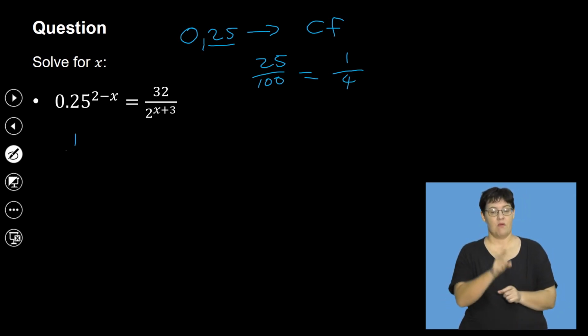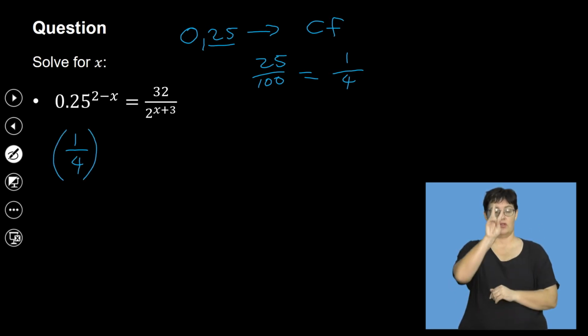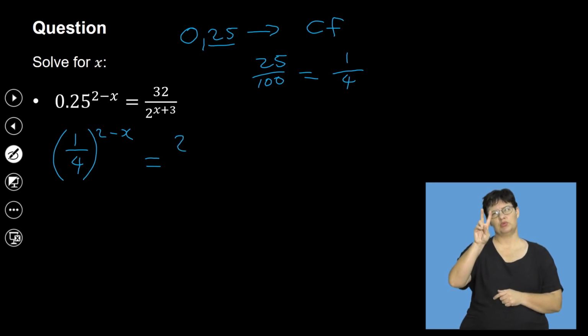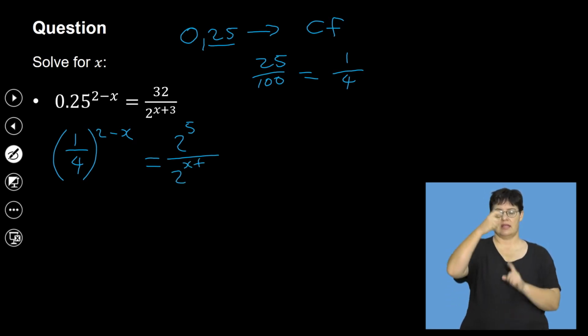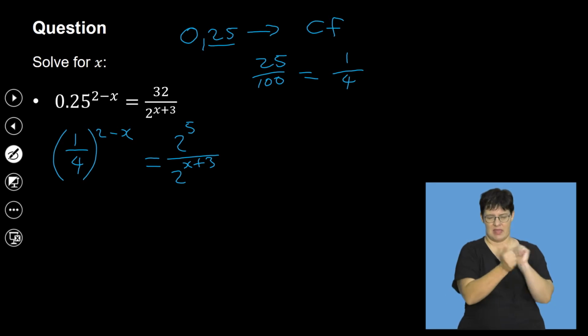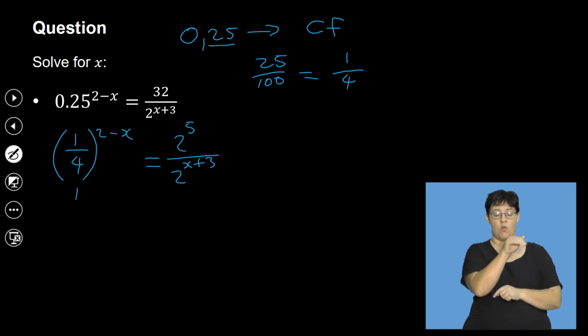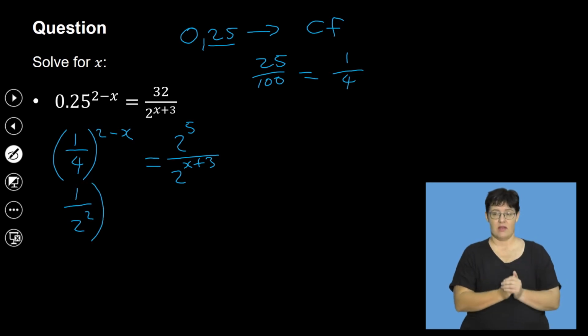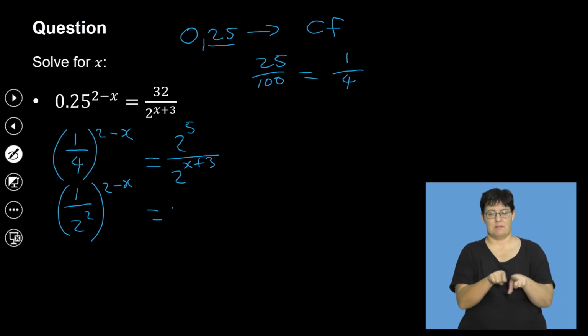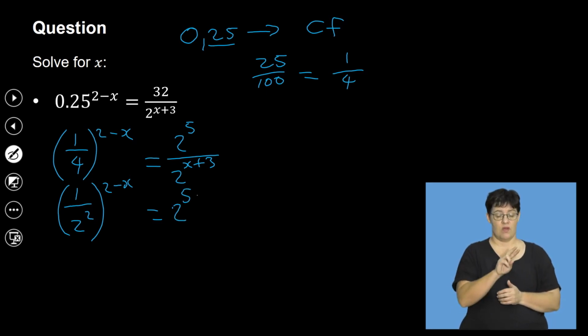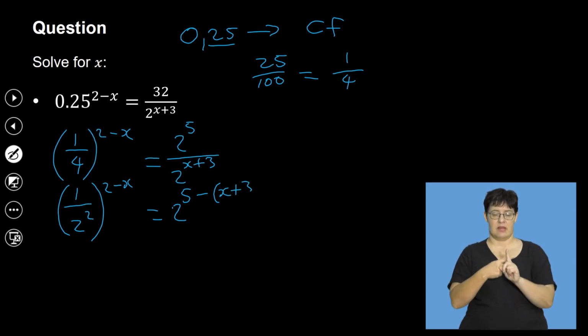So this will be the same as 1 over 4 to the exponent of 2 minus x equal to 2 to the exponent of 5 divided by 2 to the exponent of x plus 3. And then I play around with my maths here. This will be the same as 1 over 2 squared to the exponent of 2 minus x. I'm not changing anything as yet, and then here I'm just going to apply the laws of exponents, right? I'm dividing and my bases are the same, so it will be 2 to the exponent of 5 minus x plus 3.